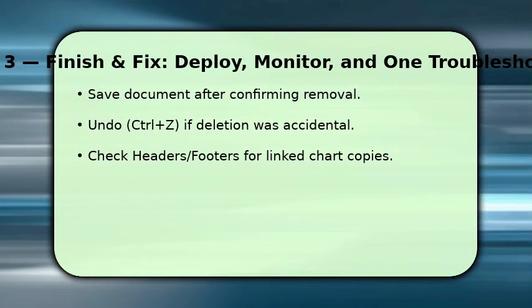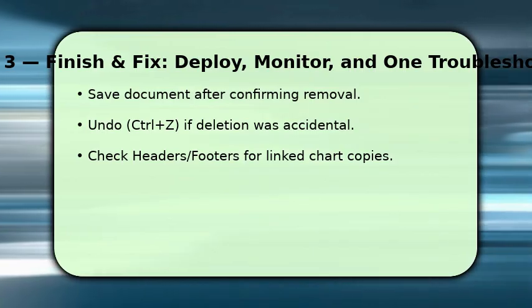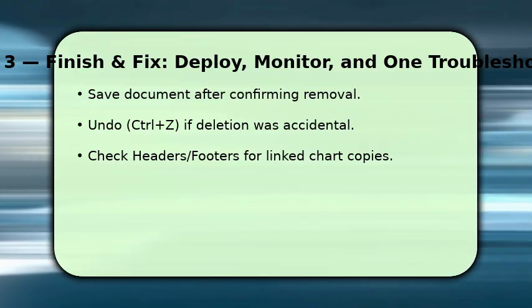If you removed it by mistake, press Ctrl+Z immediately to undo or use version history to restore a previous file state. Once done, double-check headers, footers, and linked objects in the document for additional copies or chart links. If Chart Tools won't select the object, toggle Draft View or use the selection pane to locate it.